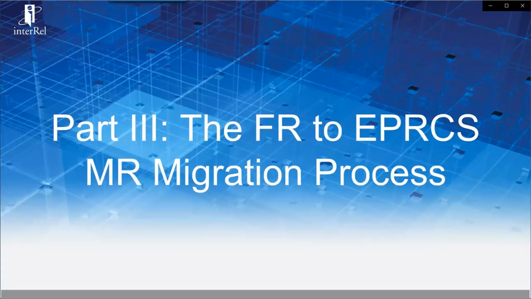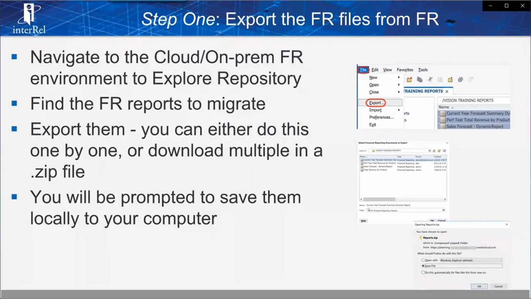All right, so let's talk about step 1. And I'm just going to gloss over this since you guys are going to get a copy of the slides. But just like you would migrate FR files, it's almost the same process for migrating from FR to MR. So the first thing you're going to do is export all the FR files that you need from FR. You can do this through your FR Explorer repository, either on-prem or cloud, depending on where you're moving from. Find all the reports that you need to migrate.